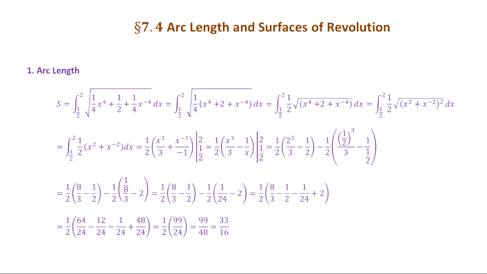So you get 1/2 times x, 2 cubed over 3 minus 1/2 minus 1/2 times 1/2 cubed over 3 minus 1 over 1/2. And 2 cubed is just 8, and 1/2 cubed is just 1/8. And then you just do this simplification step by step with the fractions. So at the end, you add, subtract those fractions, combine those, you get 33 over 16. So that's the final answer. You can easily check it. So that's about the arclength.